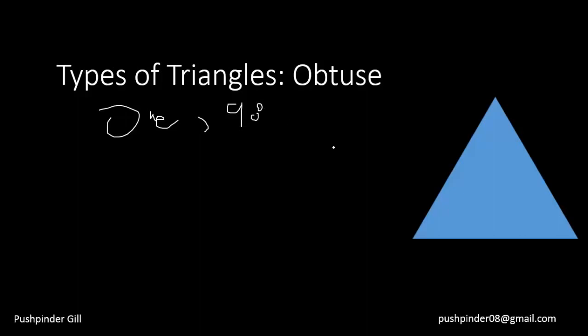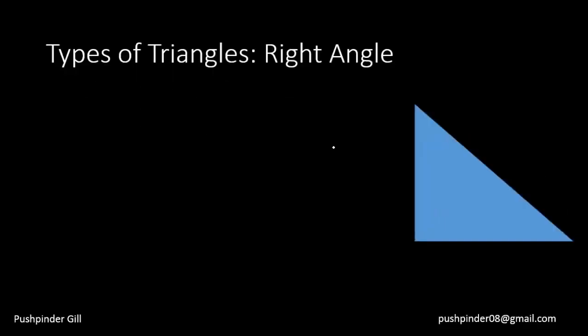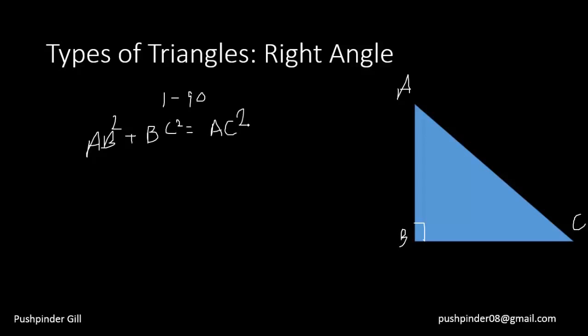Only one angle. Understand, two angles can't be greater than 90 degrees because the sum of these angles is equal to 180 degrees. The third type of triangle is the right angle triangle, in which one angle is equal to 90 degrees. A very fascinating fact about a right angle triangle is that if I name the sides like this, then AB square plus BC square is equal to AC square. This is for a right angle triangle.